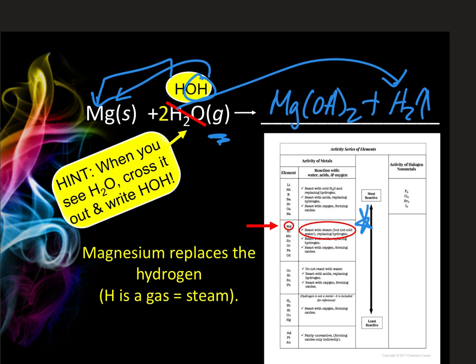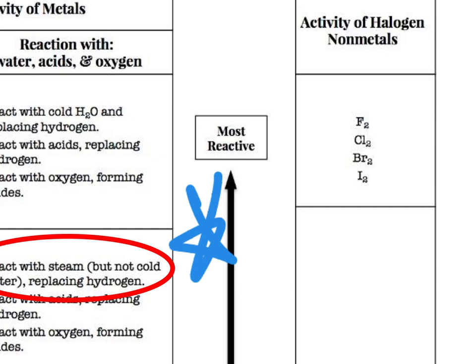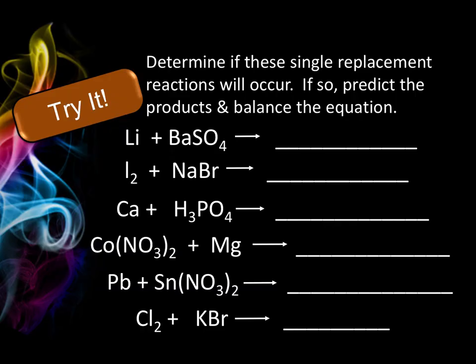So when you see it, I always write HOH. I know I told most of you guys that. I usually write HOH so then I know what is going on. Remember, H2 is a gas, and then you have to check that it was steam. It shouldn't be too bad there. Is that balanced? Yeah, it's balanced right there. So the free one was here, and then bromine is not going to react. All right, we're going to try some. So again, you're going to have to look at your activity series.